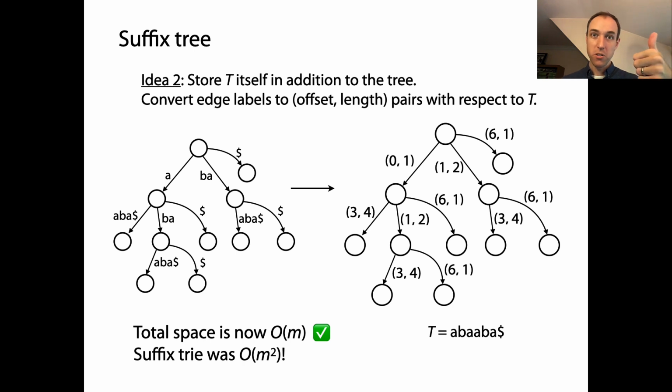And again, why is the total space now big O of m? Because the number of nodes is big O of m, the number of edges is big O of m, the length of the text is m. The total number of integers needed on all these edge labels is big O of m integers.